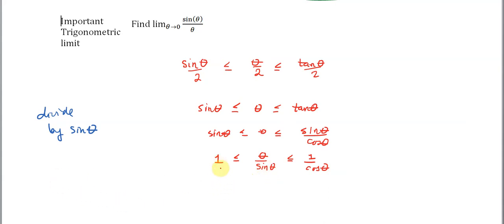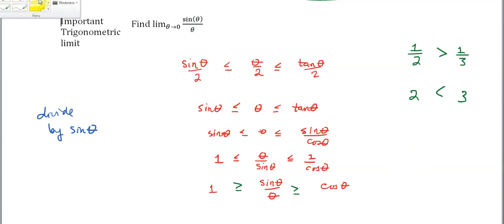So all we have to do now is take the reciprocal. Well, the reciprocal of 1 is just 1. The reciprocal of theta over sine is sine over theta. The reciprocal of 1 over cosine is just cosine. And because we're taking the reciprocal, we have to also flip these inequality symbols. Okay? So on a side note, if you have a fraction like 1/2, it is definitely greater than, say, 1/3. Right? But if I take the reciprocal, 2 and 3, then I have to flip the sign. Okay? So that's the rationale for flipping the sign. And now you see that we are almost done. We are ready to complete this question by taking the limit.